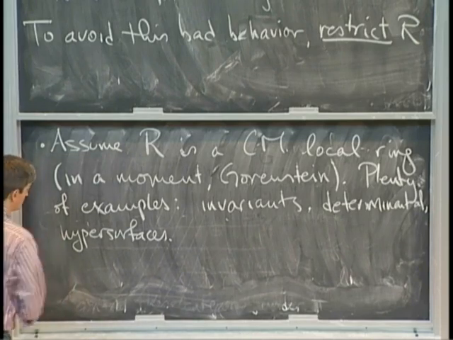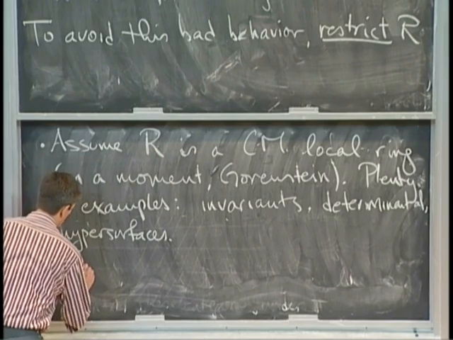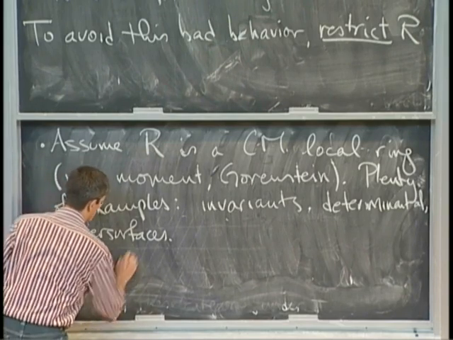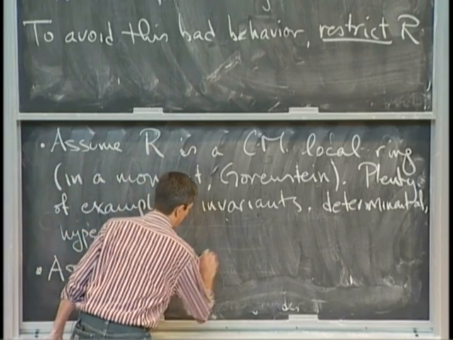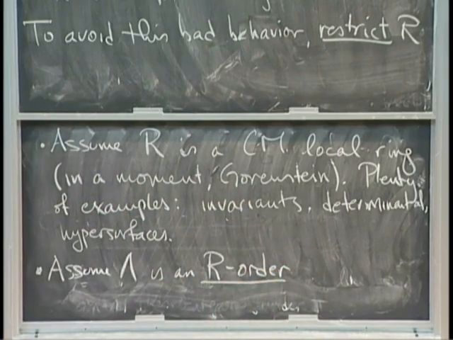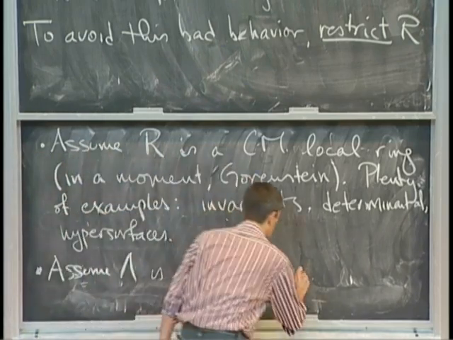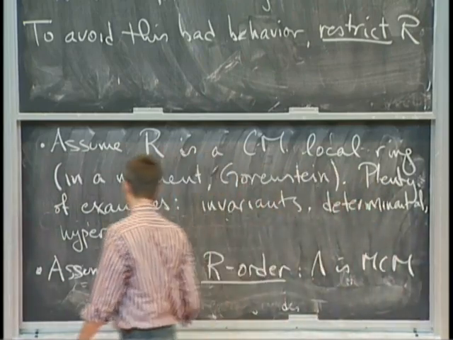Here's a bigger one. Let's assume, now here's an assumption on lambda, on the algebra. That lambda is an R-order, which is a bit of unfortunate terminology. If you looked at this line, you might have thought, oh, classical orders, maximal orders, things like that. No, this is different. Those are coming later. What I mean here is that it is maximal Cohen-Macaulay.